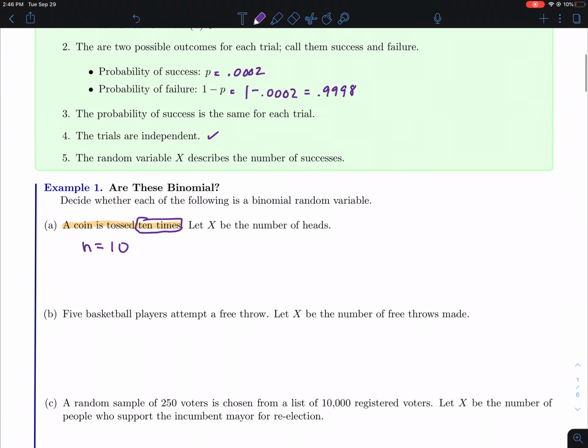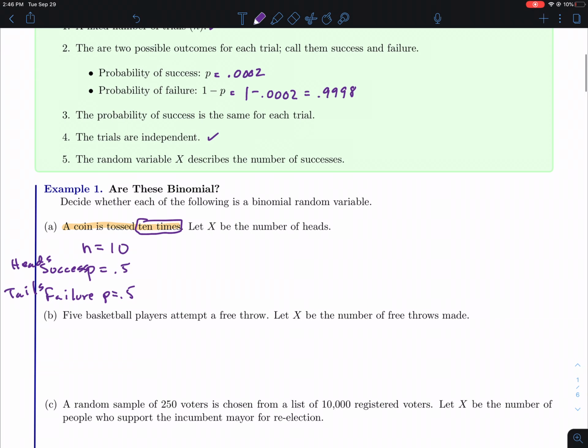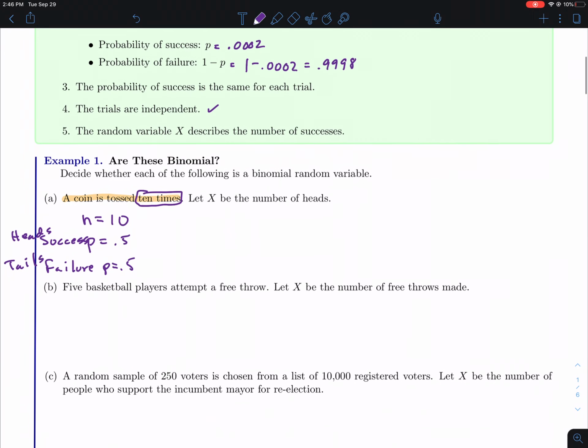So are there two possible outcomes for each trial? Sure, because our probability of success, so let's call this success, which would be flipping a heads, is going to be 0.5. Our failure in this case happens to also be 0.5, which would be flipping a tails, but those are the only two possibilities. There's not three sides to a coin, or at least none I've seen. So that looks good. Probability of success is the same for each trial, so that's true.